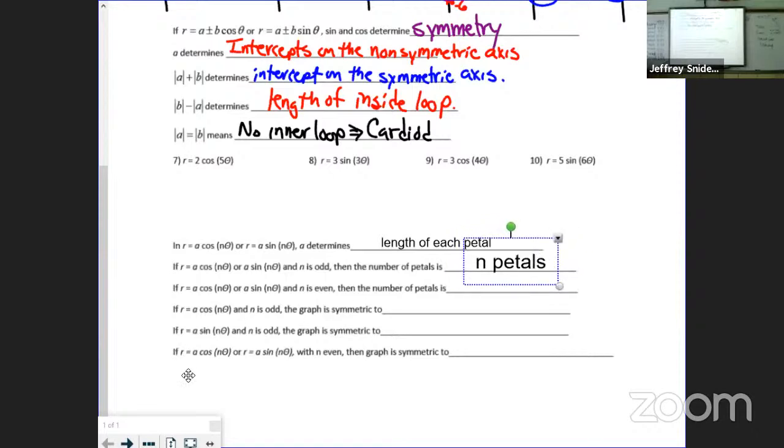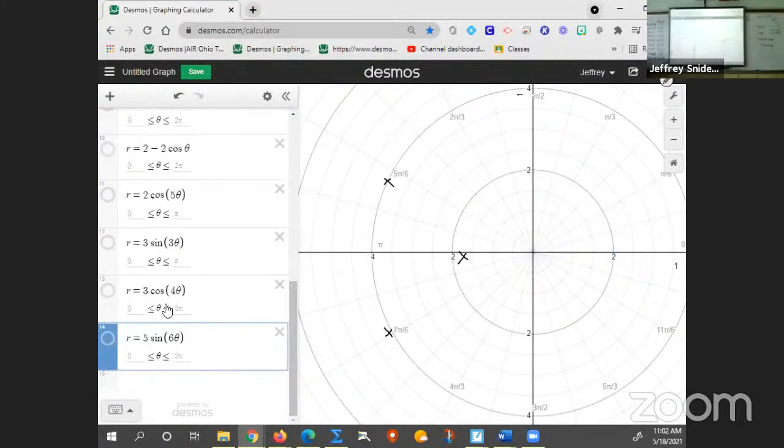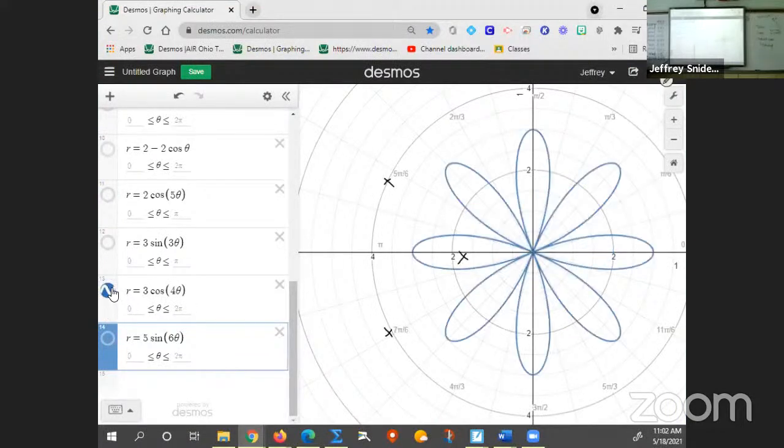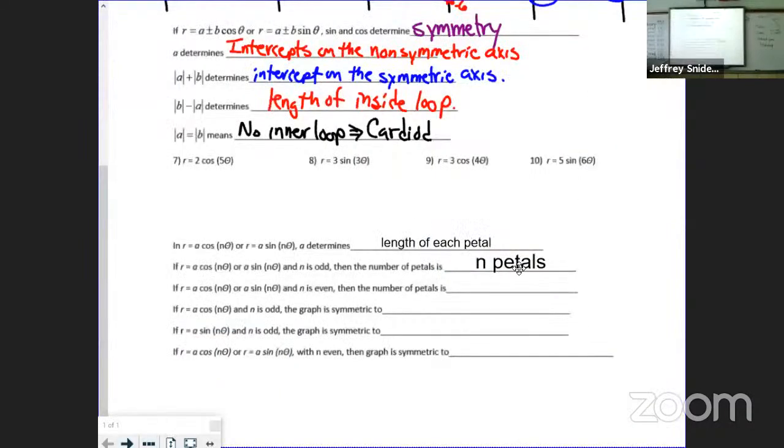Okay, now, then it says, what if n is even? So that was the next one we were going to look at. So let me go over here to this. We'll turn these off. So here's this one, and this one, and you'll find out that if it's even, the number of petals is doubled. So it's 2n. So it's 2n petals.